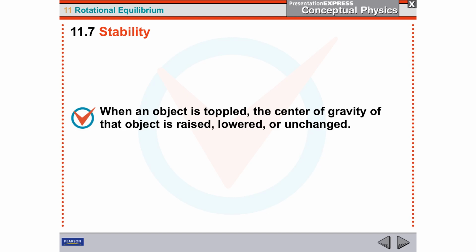Welcome back. This is 11.7 on stability, which is 10.5 in your textbook. We're going to talk about the change of the center of gravity as something falls over. So we're going to look at the idea: will something fall over if you change its center of gravity? Will it remain stable or not? So stability is this idea of will it fall or will it remain where it is?